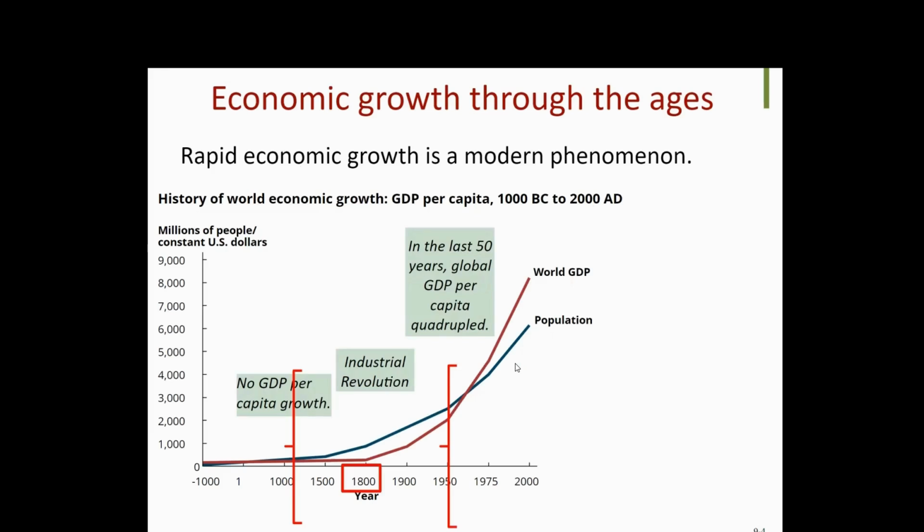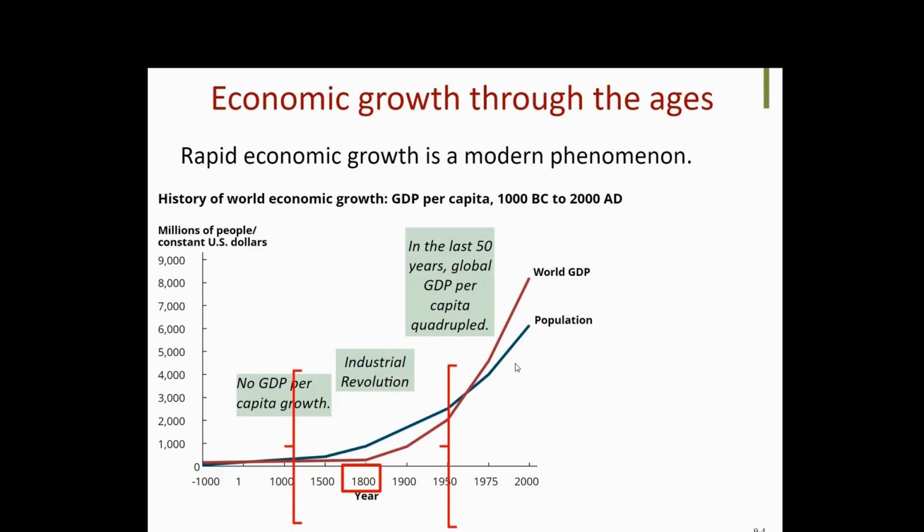So, the economic growth throughout the ages. Rapid economic growth is a modern phenomenon. Over the last 100 years, real GDP per capita in the United States has grown at an average rate of just about 2% per year. While this might not seem like much, in the context of history, this is revolutionary.